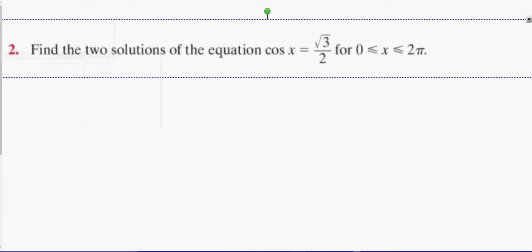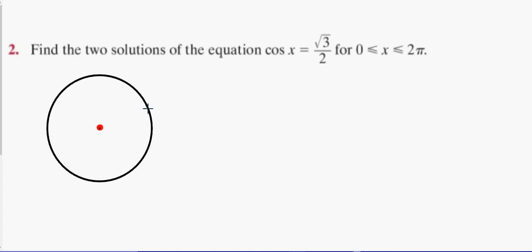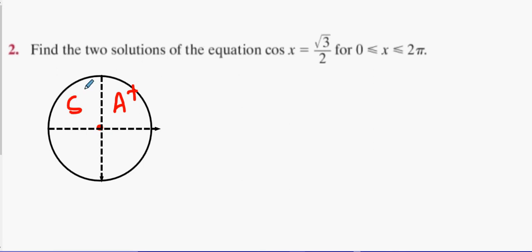Find the two solutions of the equation cos x equals root 3 over 2. So, first thing I'm going to need is my circle, ASTC. Okay, and you have to know this off by heart. All is positive, sine is positive, tan is positive, cos is positive, 0, 90, 180, 270. And in every question you're going to use that.